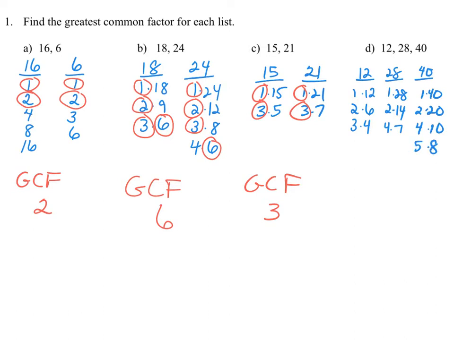So let's look for the greatest common factor. They all have a factor of 1. They all have a factor of 2. They all have a factor of 4. Then it looks like the greatest common factor of 12, 28, and 40 is 4.